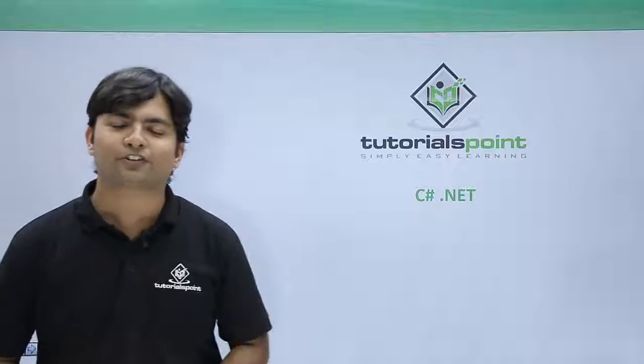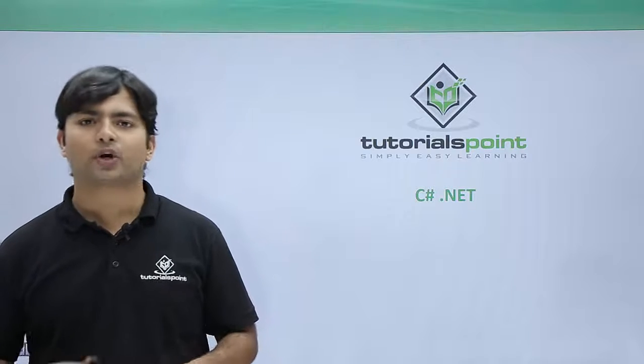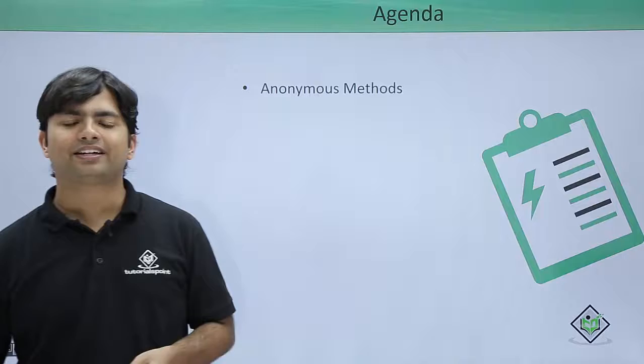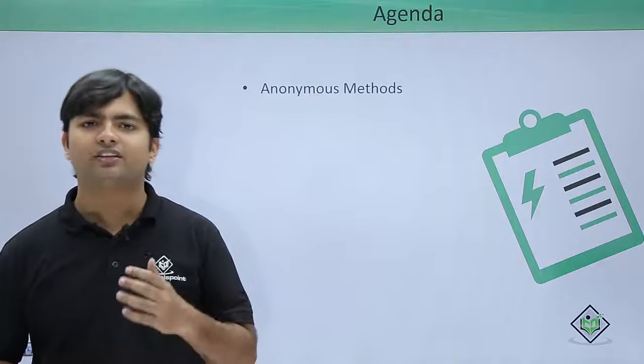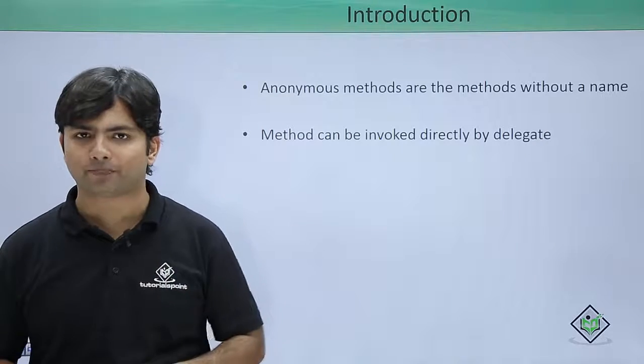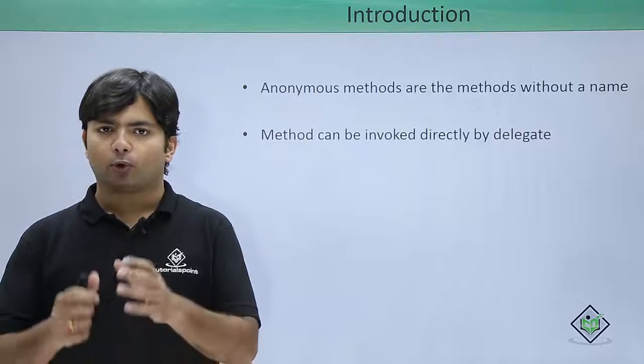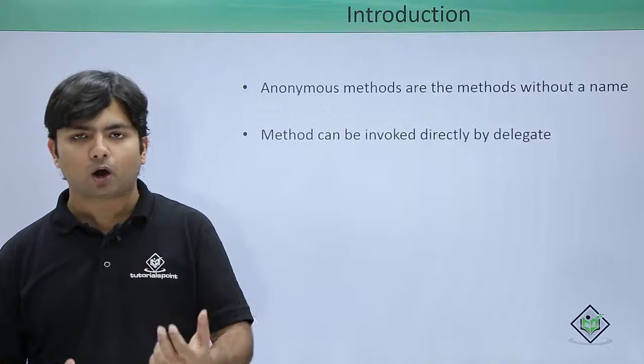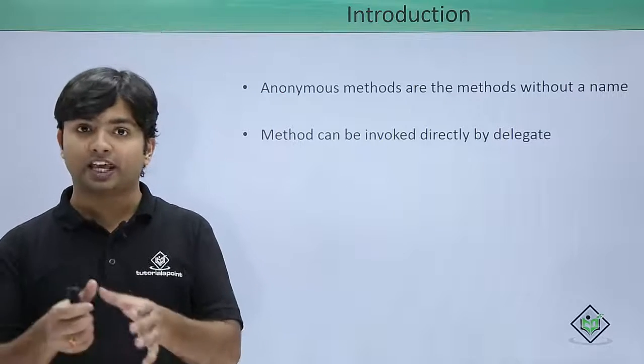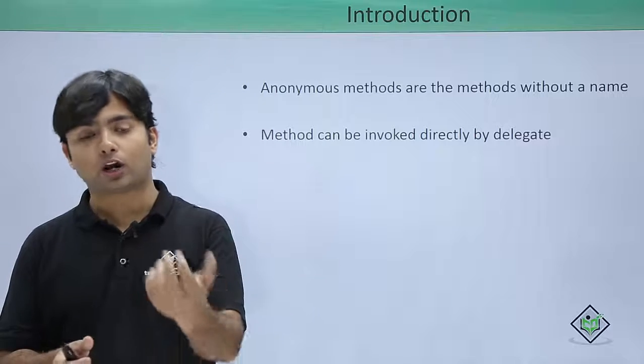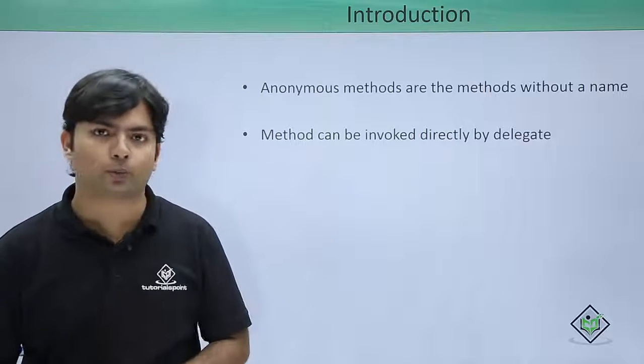Now in this video of C#.NET, we are going to cover anonymous method. As the name says, anonymous method means a method without a name. So the question arises, when a method doesn't have a name, how can we call it? Because name is the only thing which we use while calling a method along with the arguments.